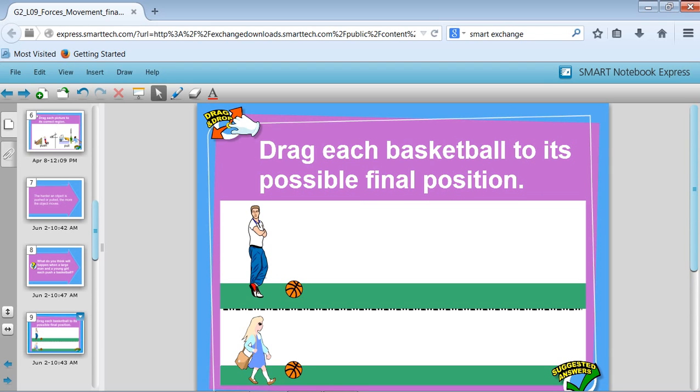So this one is another drag and drop, and we have 2 options here: a man pushing a basketball and a woman pushing a basketball. So you're supposed to drag the ball to your predicted spot where they would push the ball if they kicked it, how far it would go. Click on the basketball and set it about how far you think it will go once they push the ball.